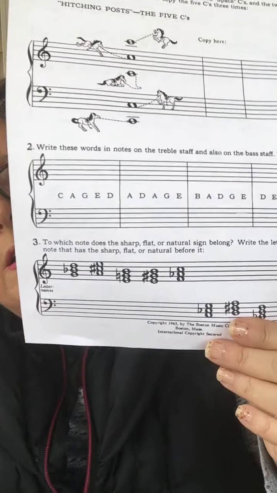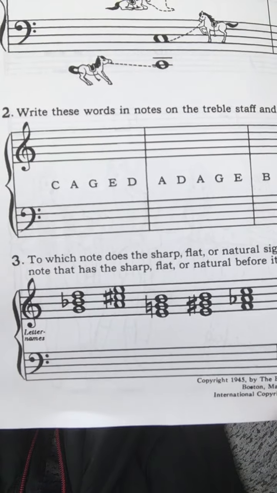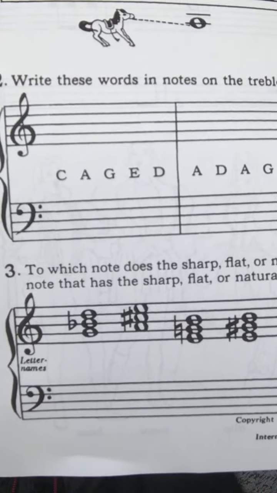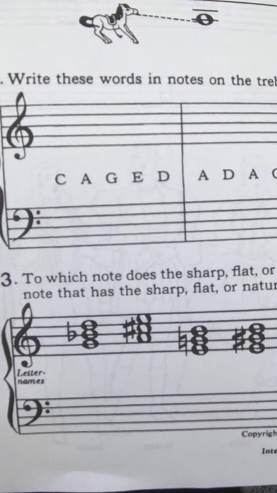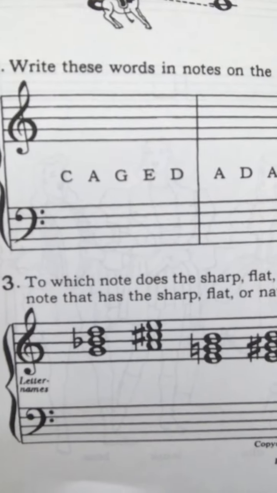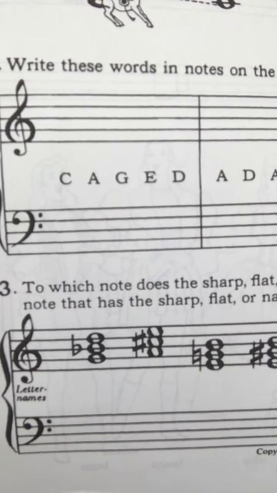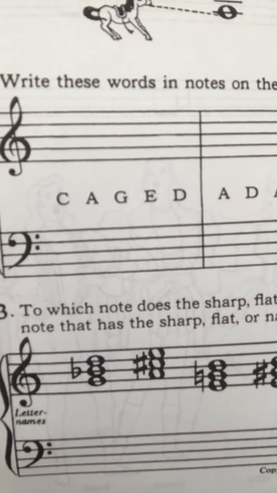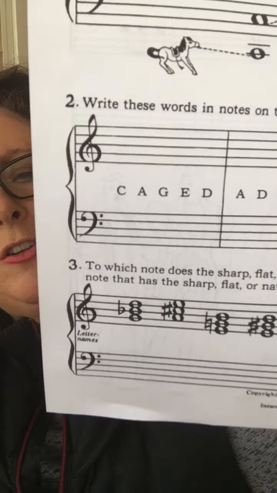Now, number 3 is going to be a little exercise on accidentals. Notice what they're asking you to do. You're going to name the note that the sharp, flat, or natural goes to. And remember, we've talked about those having the line going through the little flat or the box of the sharp or natural. So I'll do a couple of these for you just to give you an idea. All right, I'm going to read you the directions. To which note does the sharp, flat, or natural sign belong? Write the letter name of the note that has the sharp, flat, or natural before it.